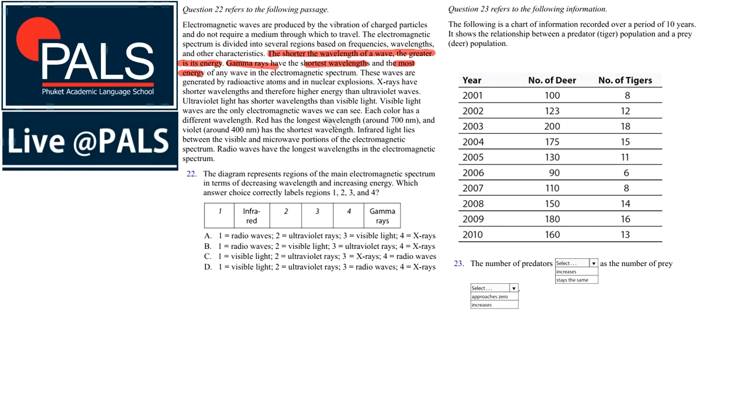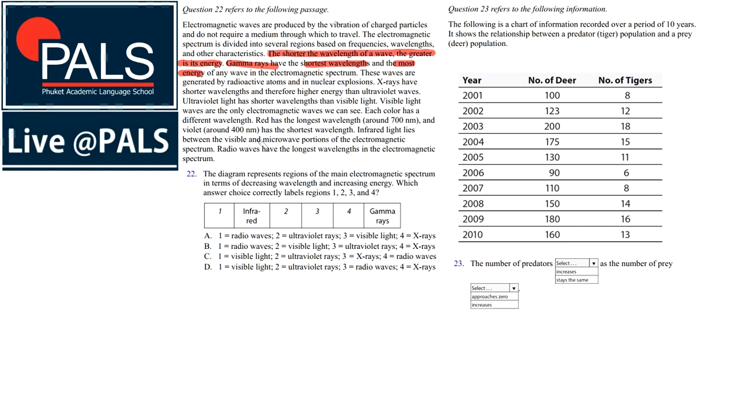X-rays have shorter wavelength and therefore higher energy than ultraviolet waves. So X-rays have more energy than ultraviolet light. Gamma rays are the ones that have the highest energy. Ultraviolet light has a shorter wavelength than visible light. Visible light waves are the only electromagnetic waves that can be seen by our eyes. Each color has a different wavelength. Red has the longest wavelength, which means lowest energy, and violet has the shortest wavelength, which means greater energy.